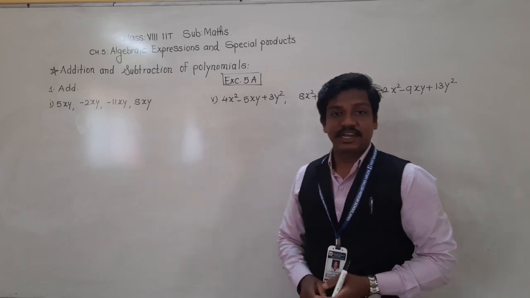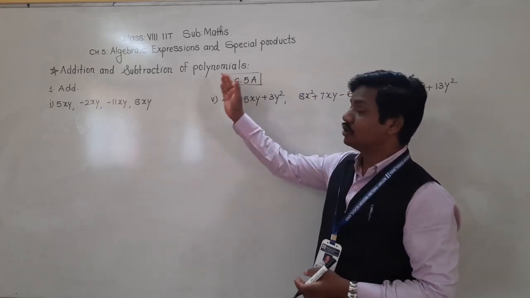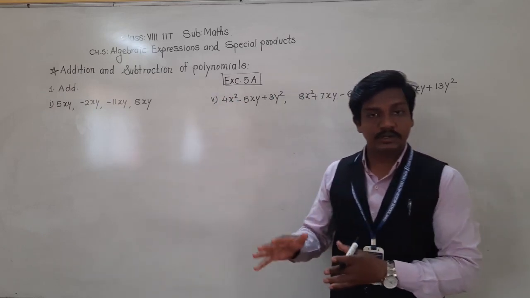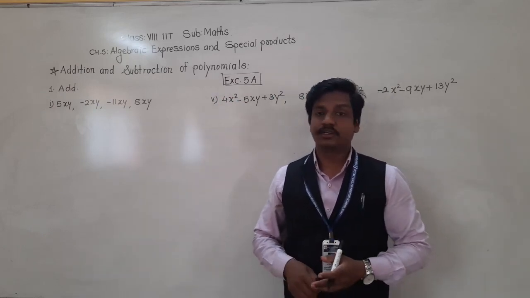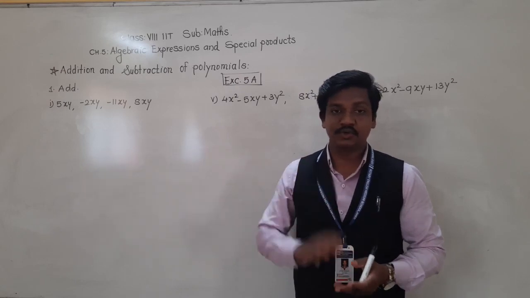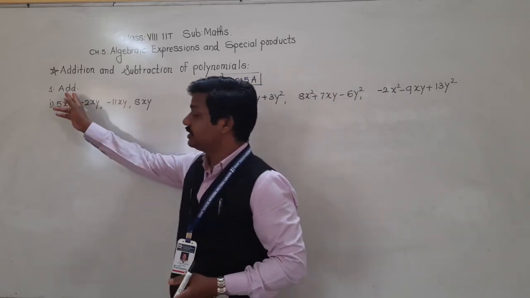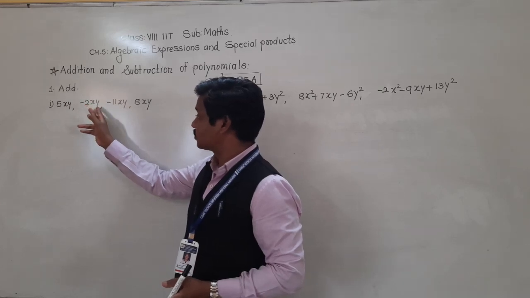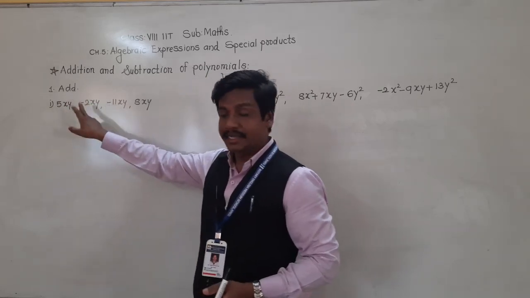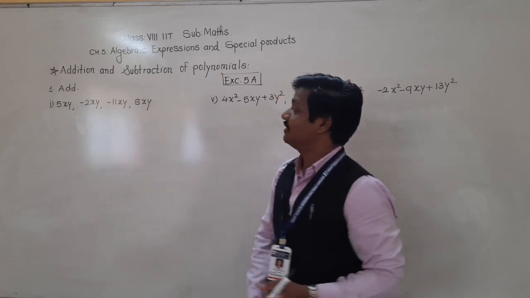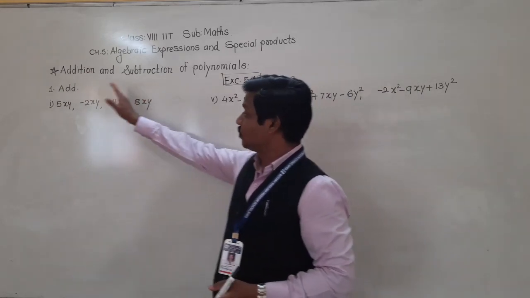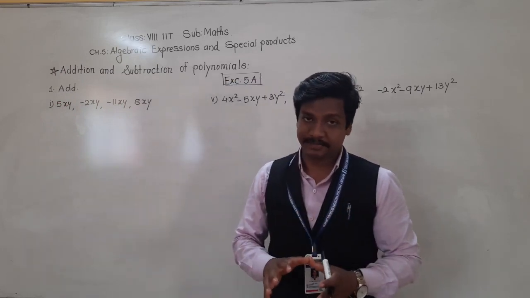Let's learn now the addition and subtraction of these polynomials. Okay, exercise 5a we are going to start, in which we are going to learn the addition and subtraction of polynomials in one variable and two variables. See, first question: add 5xy, minus 2xy, minus 11xy and 8xy. Okay, so these four terms we have to add.